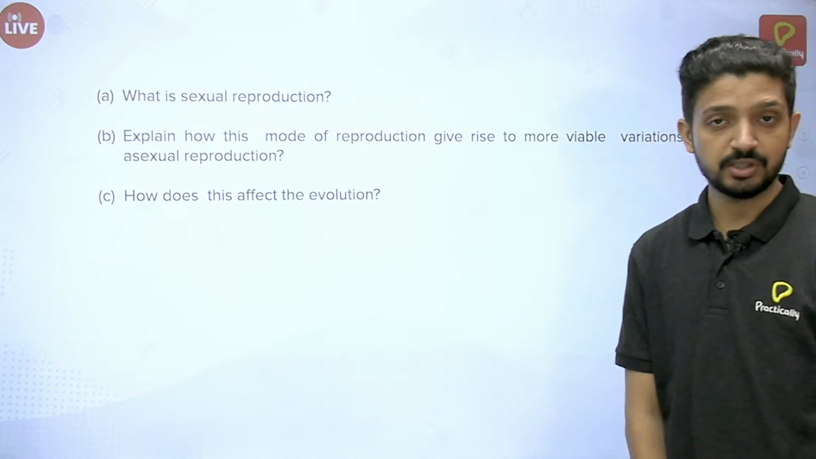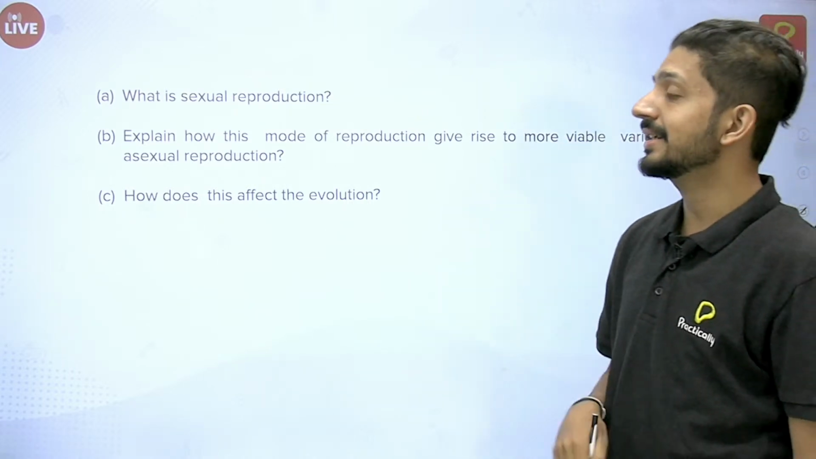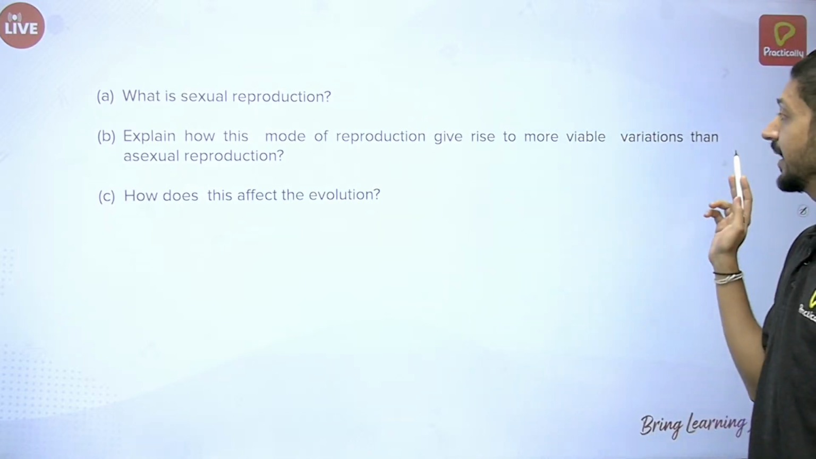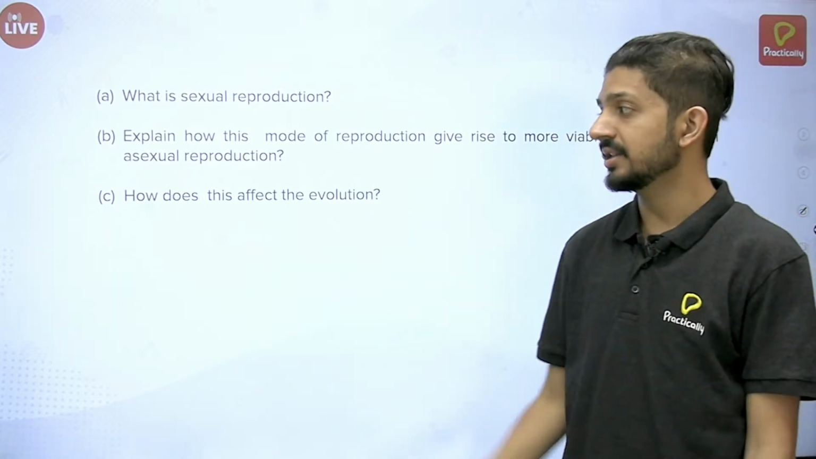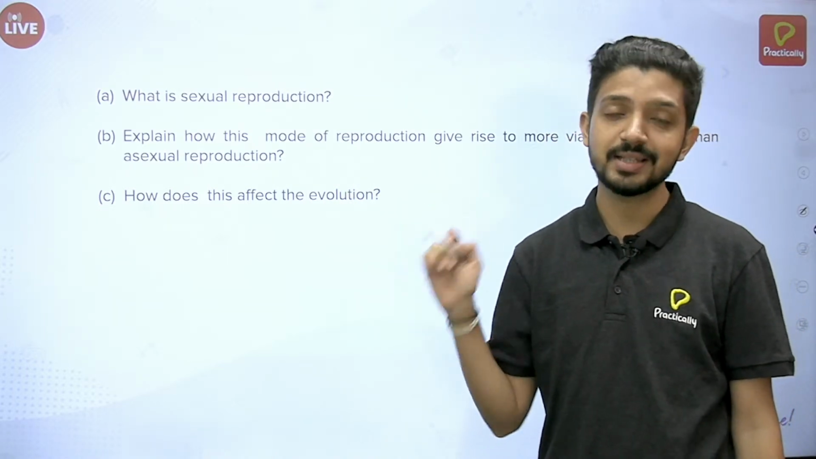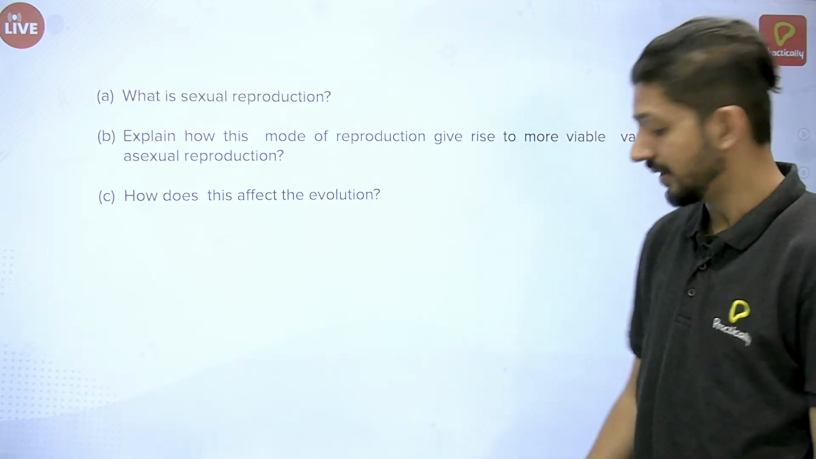Let's move on to the next question. What is sexual reproduction? Explain how this mode of reproduction gives rise to more viable variations than asexual reproduction, and how does this affect the evolution. Okay, this question has 3 parts to it. Let's answer one by one.